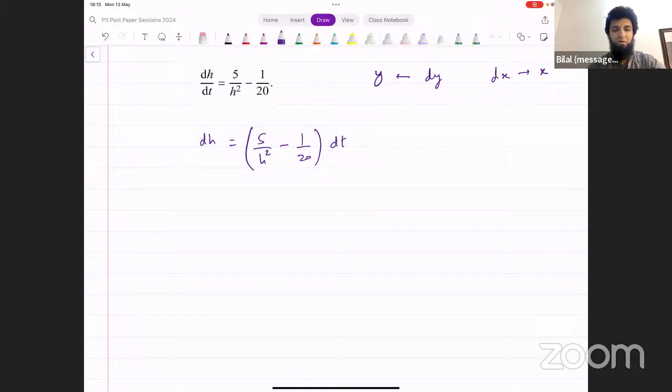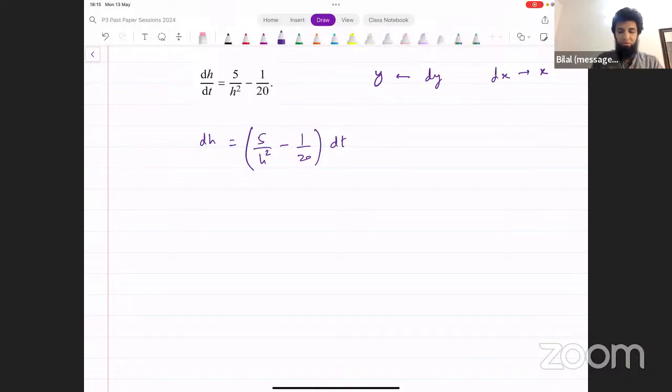Now what we want to do is we want to take all h terms to the left side. Now the thing is, when we take h terms to the left side, they should not be adding or subtracting to dh. They should be multiplying or dividing by dh. You can't take 5 over h squared to the other side and make it plus or minus something. You don't want that. You want dh being multiplied or divided by something.